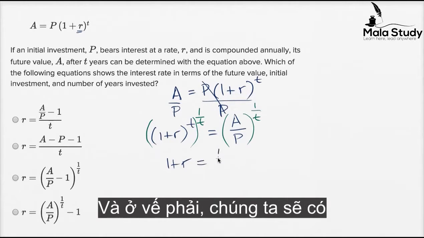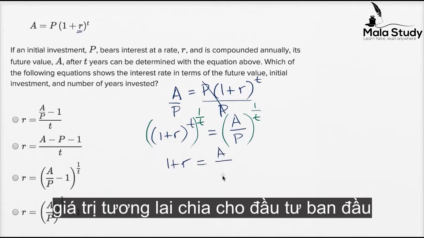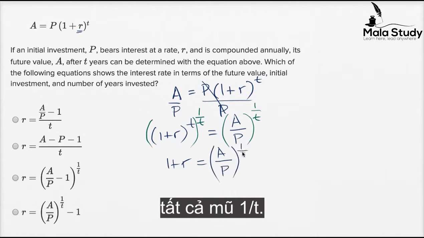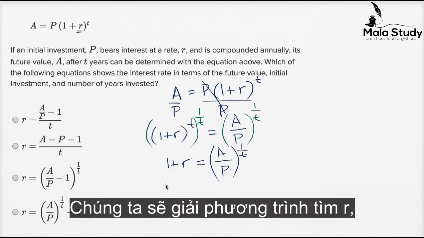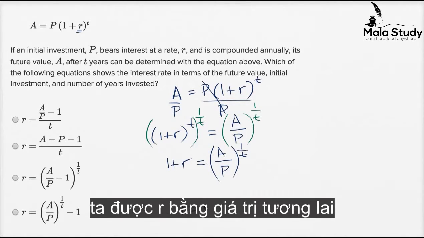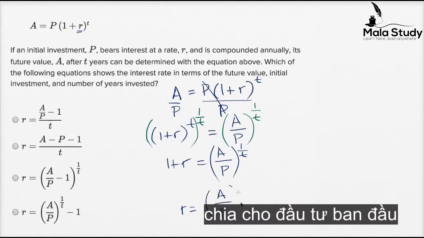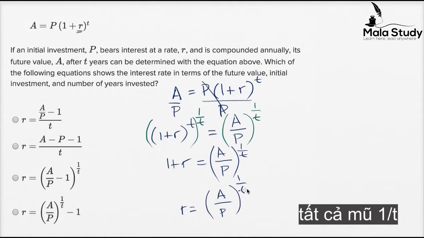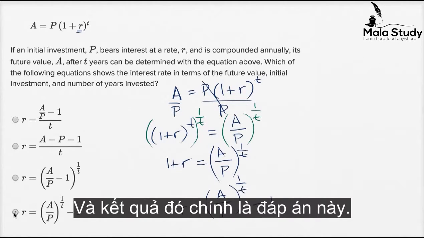And on the right-hand side, we're going to have our future value divided by our initial investment to the 1 over T power. And now pretty straightforward. You want to solve for R? Subtract 1 from both sides. We get R is equal to our future value divided by our initial investment to the 1 over T power minus 1. And that is this choice right over there.